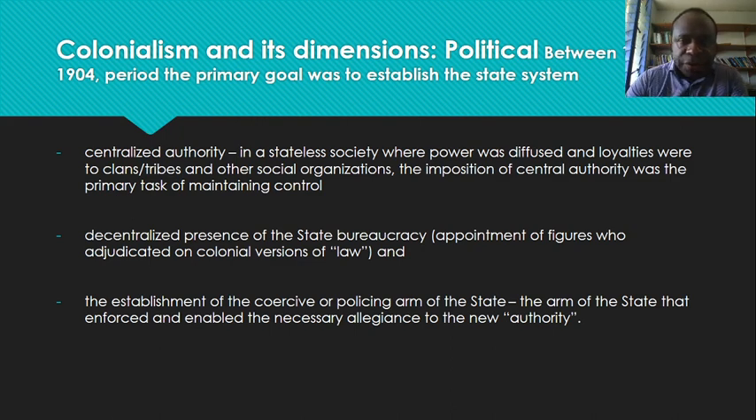The establishment of a coercive and policing arm of the state, the arm of the state that enforces and enables necessary allegiance to the new authority. Accompanying the roles of patrol officers, there was a need to maintain police presence, and that led to the establishment of a policing unit in the mandated colonial state. That is where you see a lot of prominent public figures today, their grandparents, okay, were more or less police officers, and that is throughout Papua New Guinea as well.